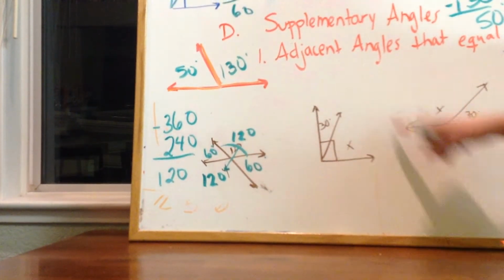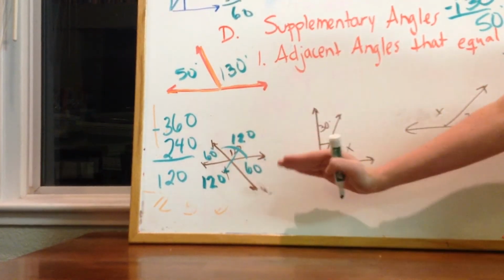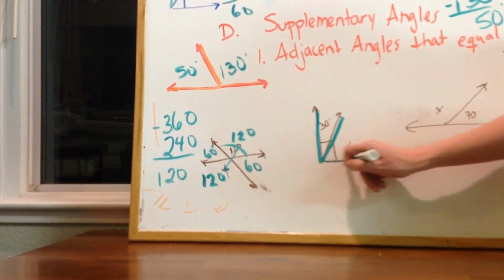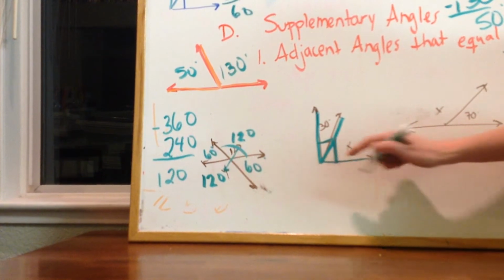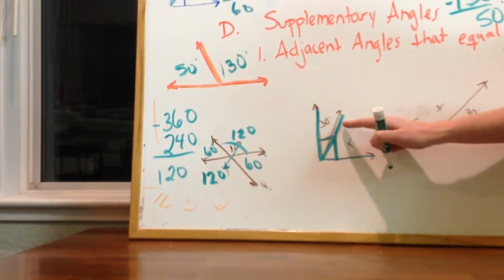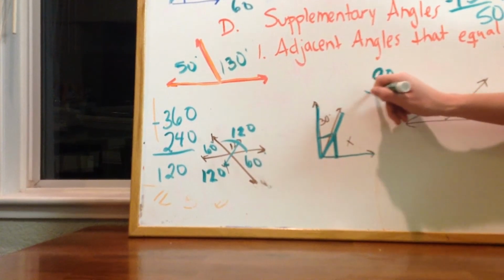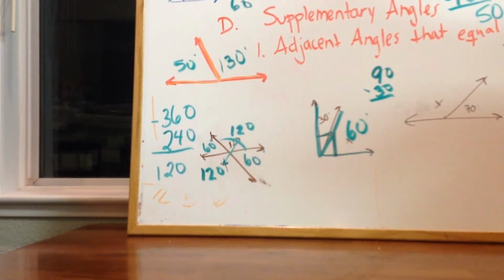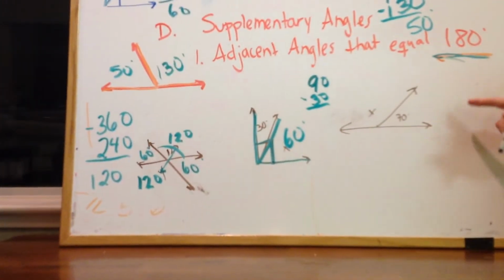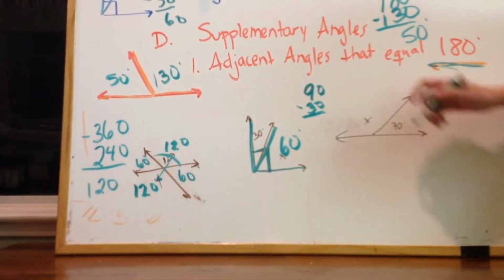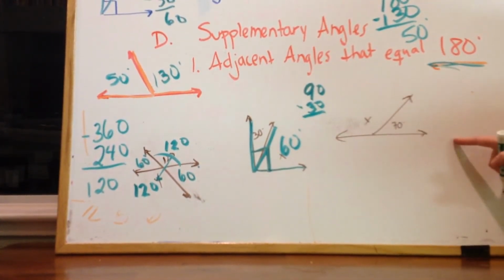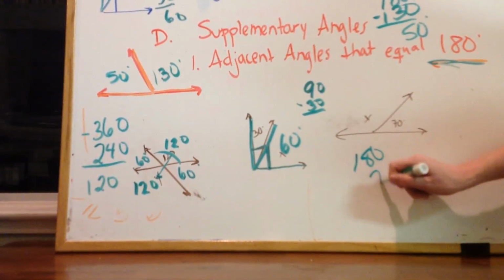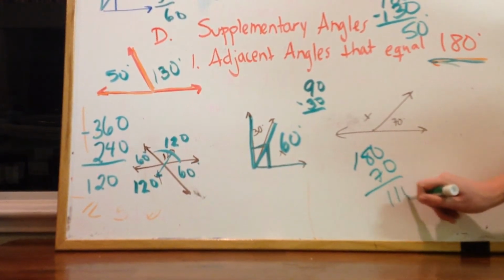Right here we have what looks like a complementary angle, because I have adjacent angles that equal 90 degrees. This angle right here is 30, so I subtract that from 90, and this one has to be 60 degrees. And the last one right here is our supplementary angle. It's going to equal 180 degrees. I subtract what I already know, and I get 110 degrees.